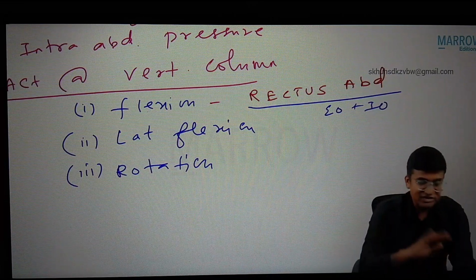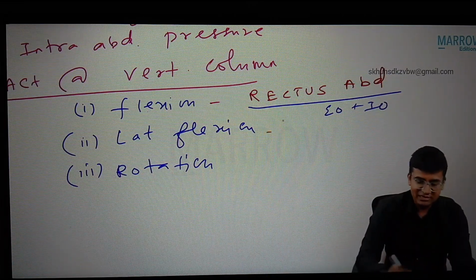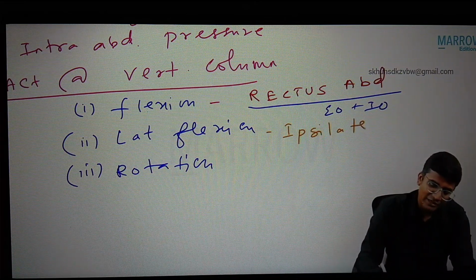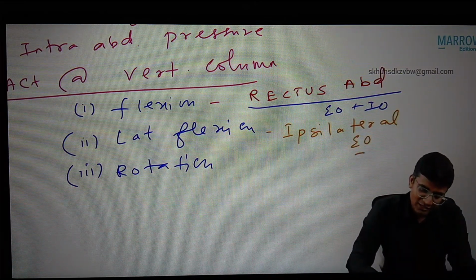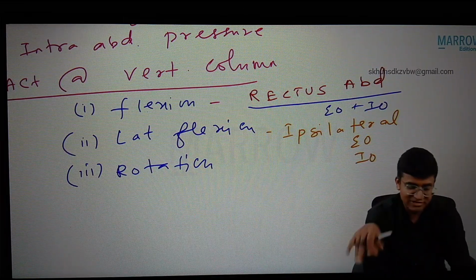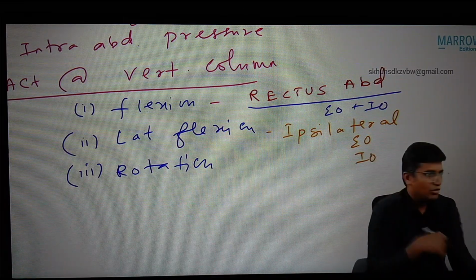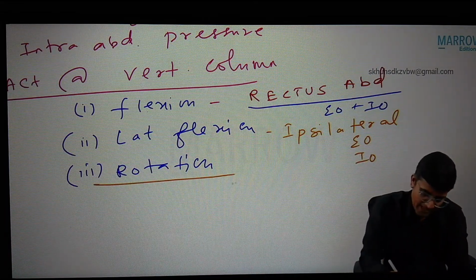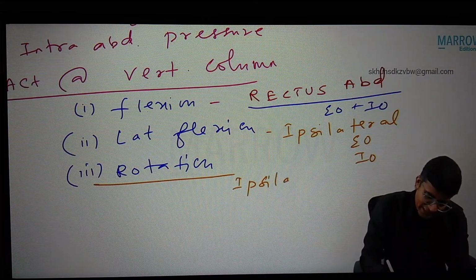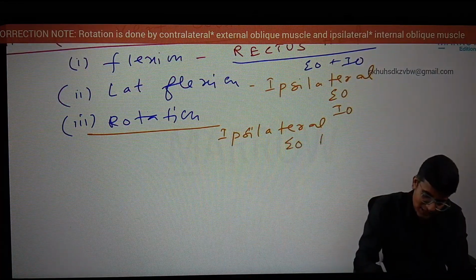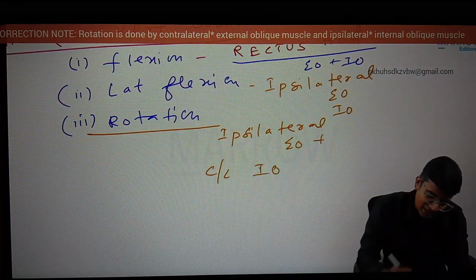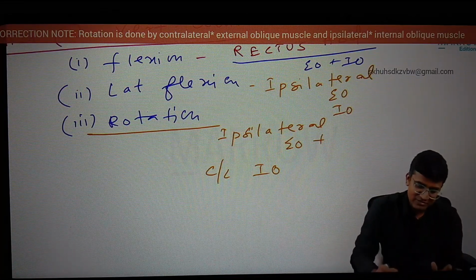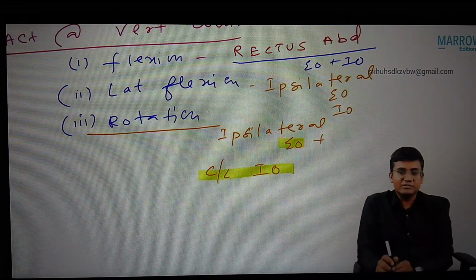Next, lateral flexion. Lateral flexion is done by ipsilateral, same side, external oblique and internal oblique. Ipsilateral external oblique and internal oblique, same side, lateral flexion. Now rotation. Rotation is done by ipsilateral external oblique muscle and also by contralateral internal oblique muscle. If you want to rotate the trunk, same side external oblique muscle and opposite side internal oblique muscle will help.